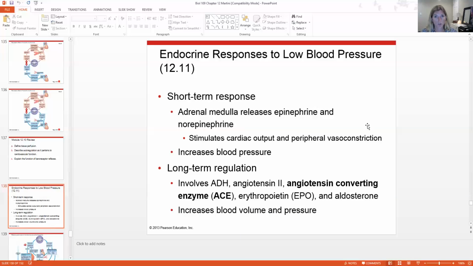So let's talk about the short-term response to low blood pressure. First, the adrenal medullae are going to release epinephrine and norepinephrine. That's going to stimulate your cardiac output and peripheral vasoconstriction, getting those blood vessels narrowed, increasing blood pressure. Long-term regulation is done through endocrine mechanisms like ADH, angiotensin II, angiotensin converting enzyme, or ACE, erythropoietin, and aldosterone. They're all going to increase blood volume and therefore increase blood pressure.